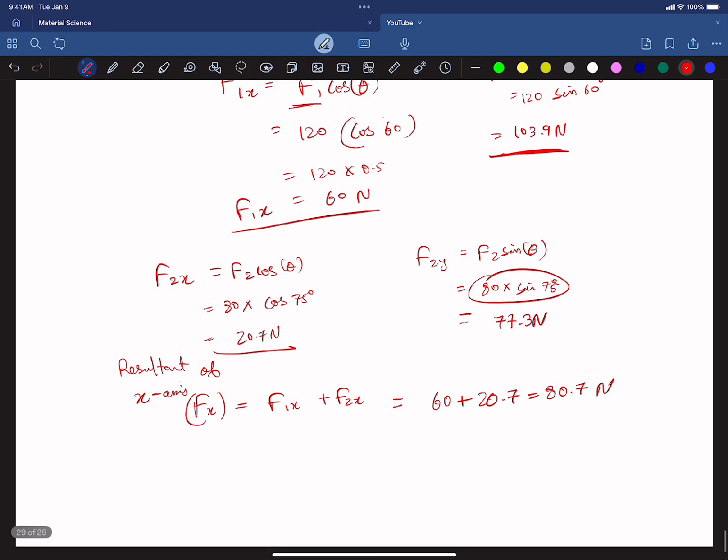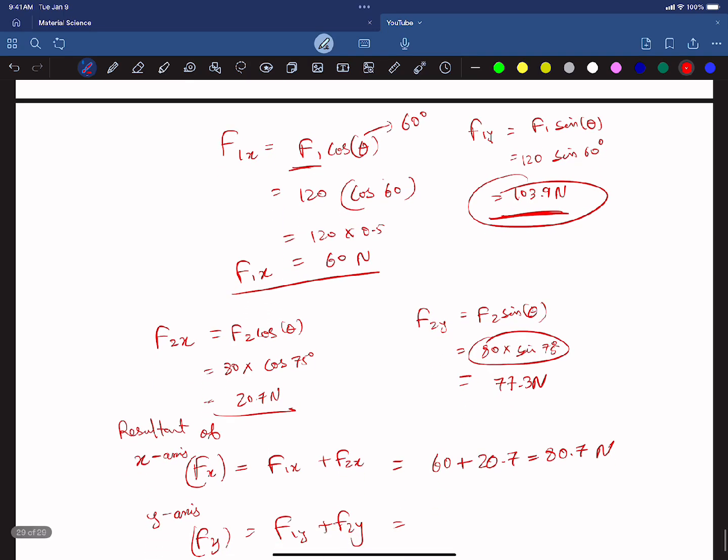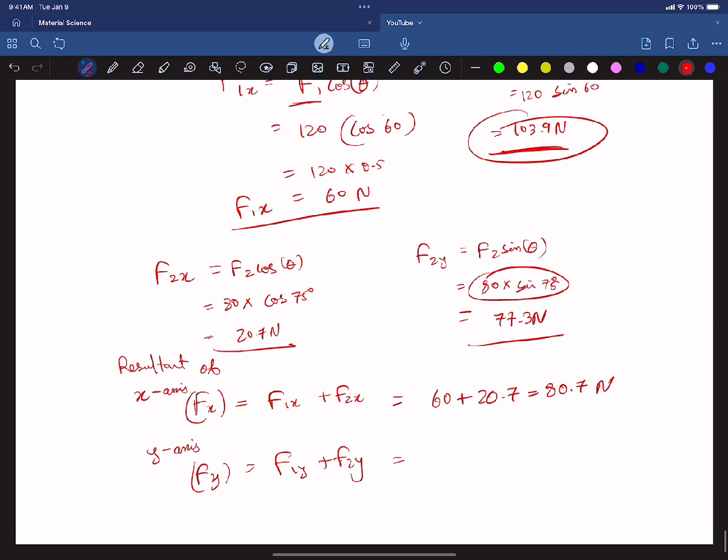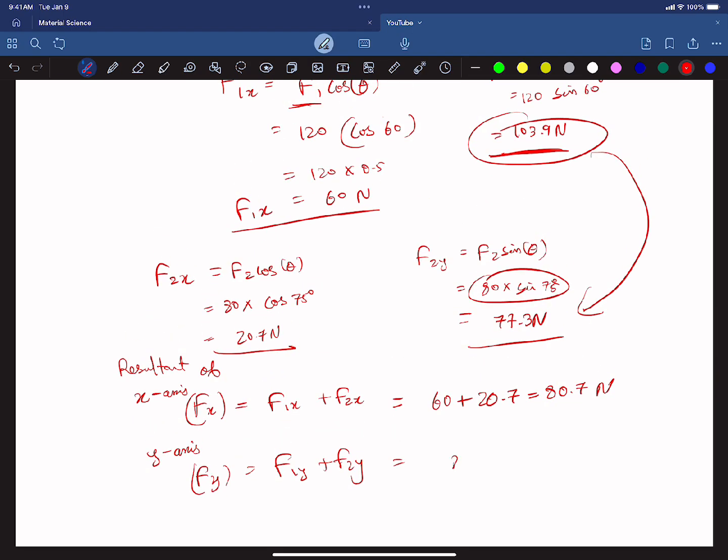Similarly, the resultant force on the y-axis, Fy is equal to F1y plus F2y. So F1y is 103.9 Newton, F2y is 77 Newton. When you add both these digits, you will get 181.2 Newton.